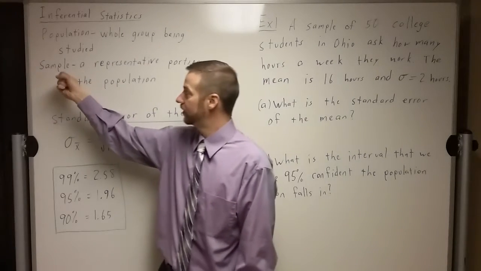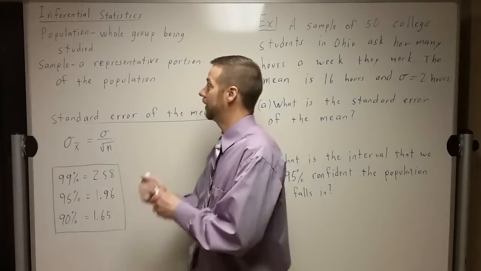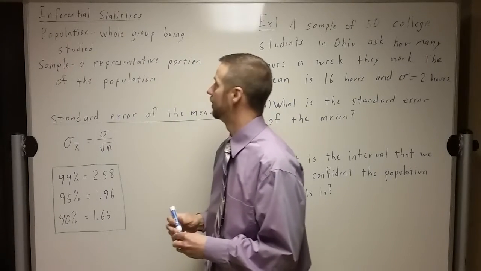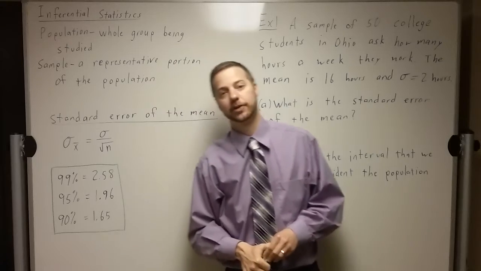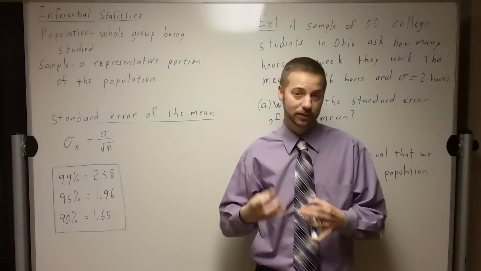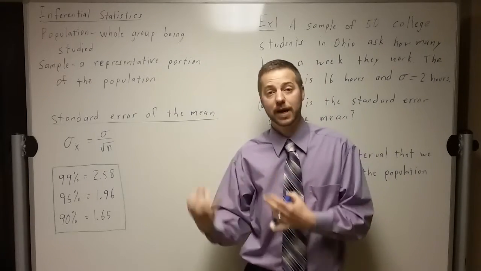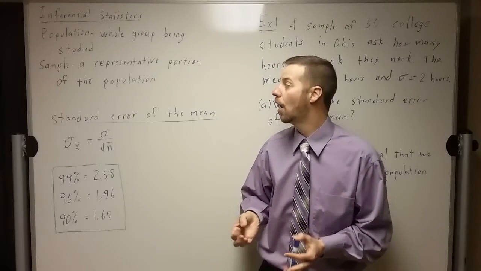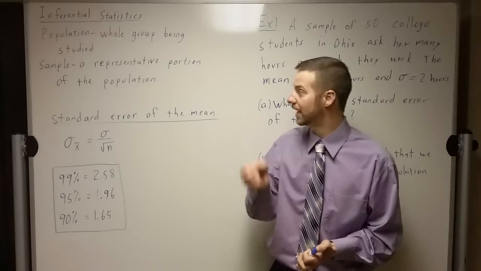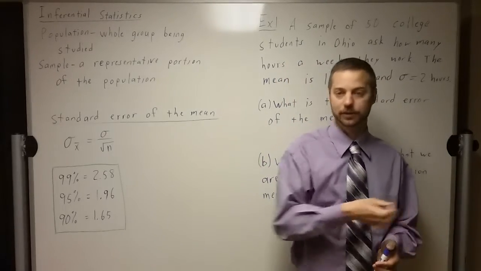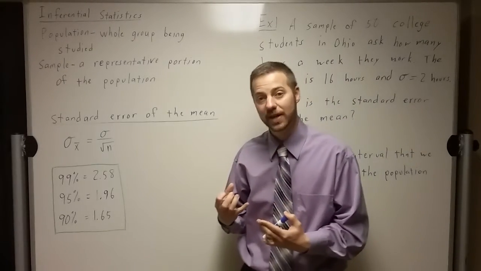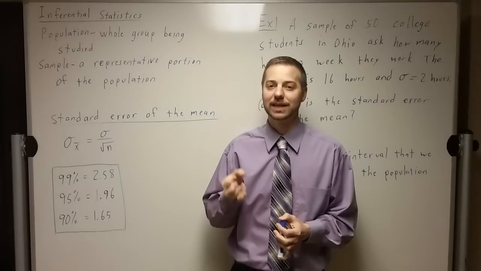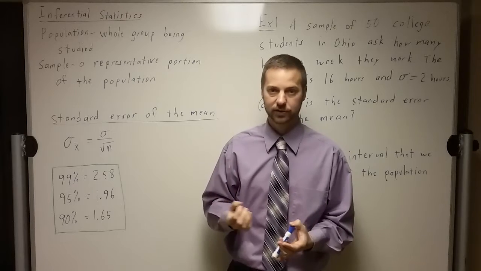And then a sample is, and this is a very important word in this, a sample is a representative portion of the population. And so instead of surveying the entire population because it's just not feasible to do in a lot of circumstances, we take a representative sample of that population. Now it has to be representative. This is easy to mess up and get a biased survey, it's called.